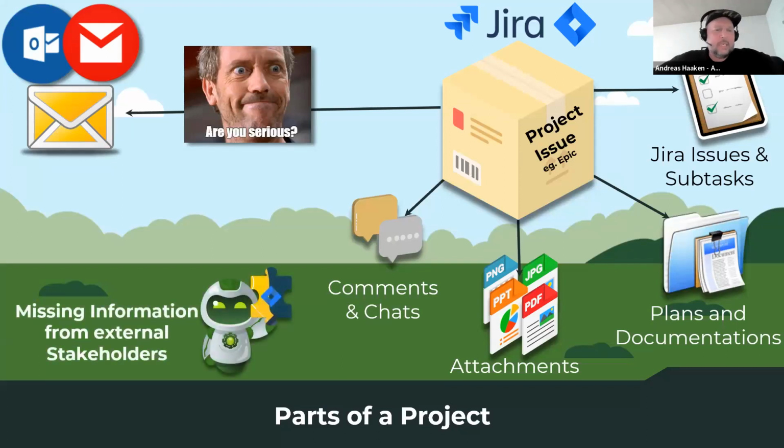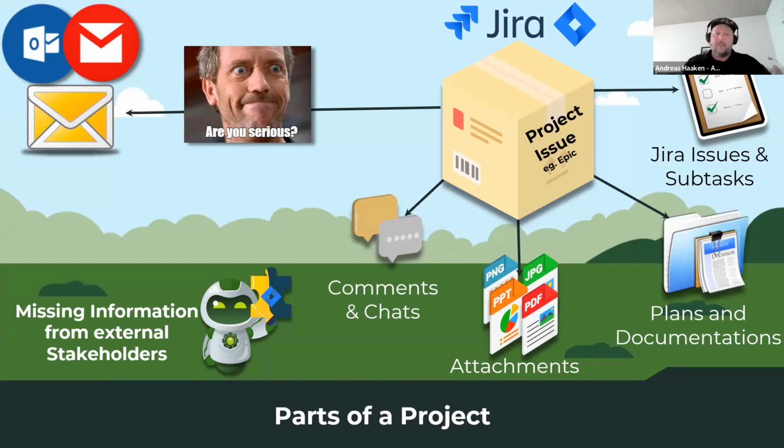So what happens then is that you're probably missing important information from external stakeholders. This is just not transparent because it's bound to the inbox of the project managers or the stakeholders. So this is a problem. How can you solve that?